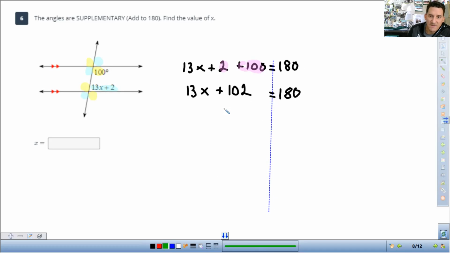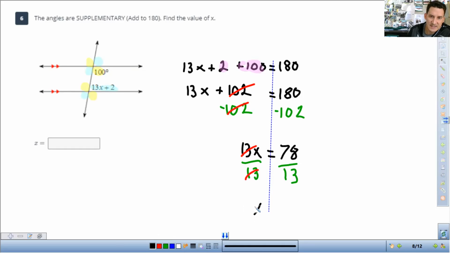Get x by itself. So I'm going to subtract 102 from both sides. That cancels out, and you get 13x is equal to 180 minus 102, which is 78. Last step, divide both sides by 13. That cancels out. You get x is equal to 6.